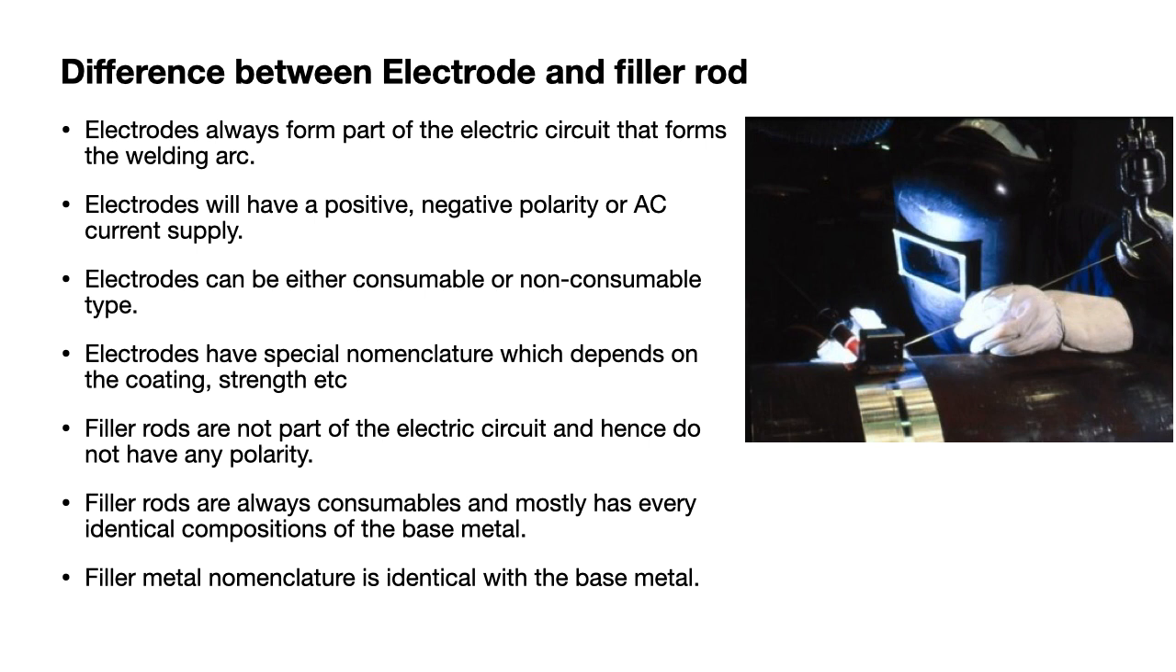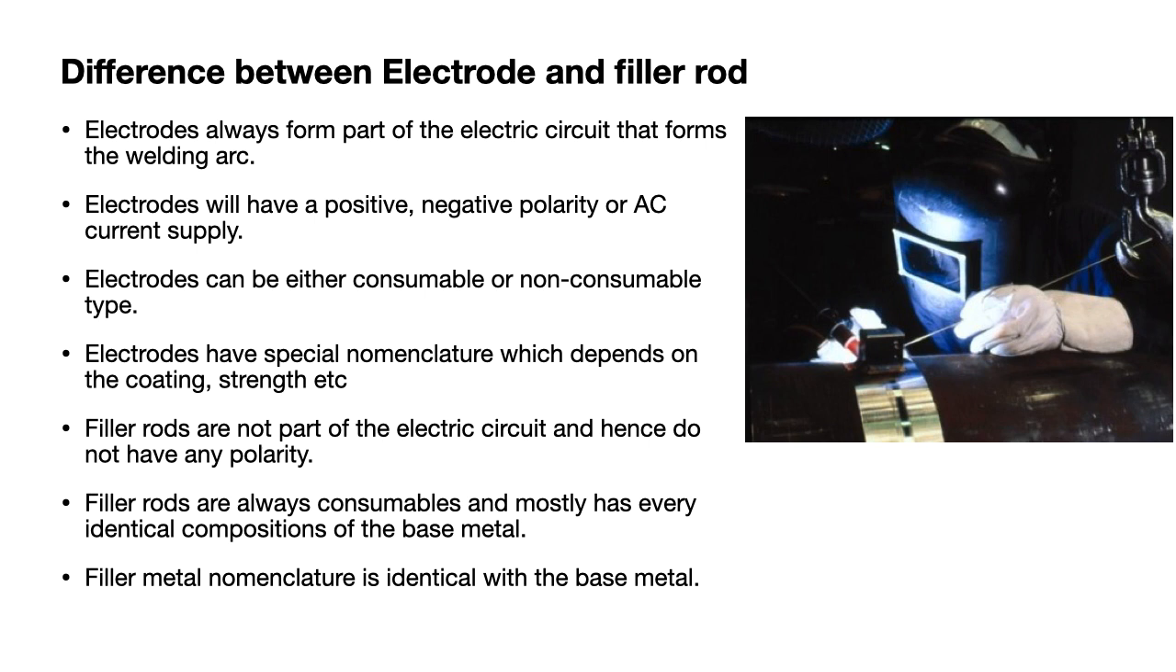The nomenclature of the electrodes, in most cases, not in all cases, depends on the strength of the weld which is produced. The nomenclature also depends on the type of coating which is applied on the electrode, and we'll discuss more on the strength as well as coating aspects of electrodes in the coming slides.